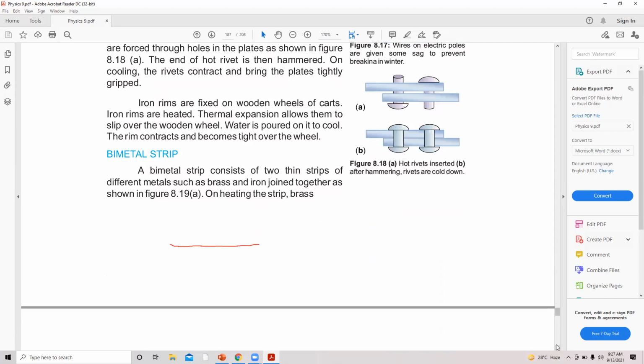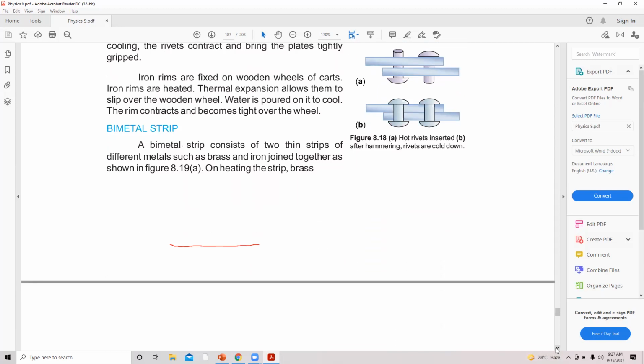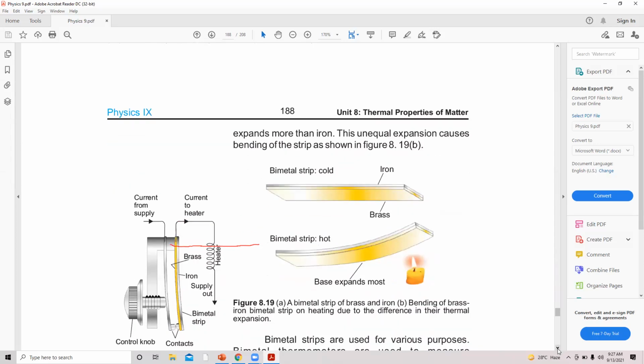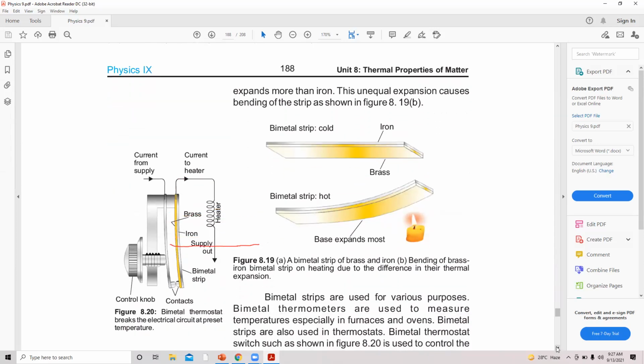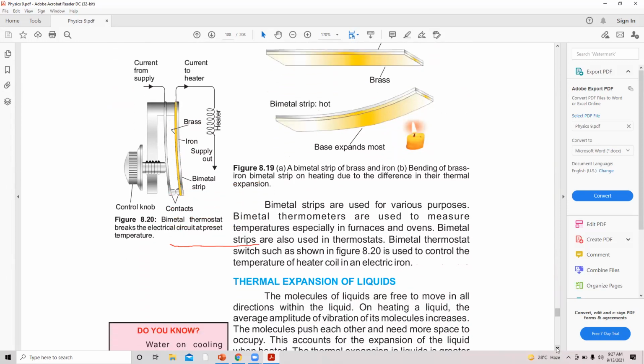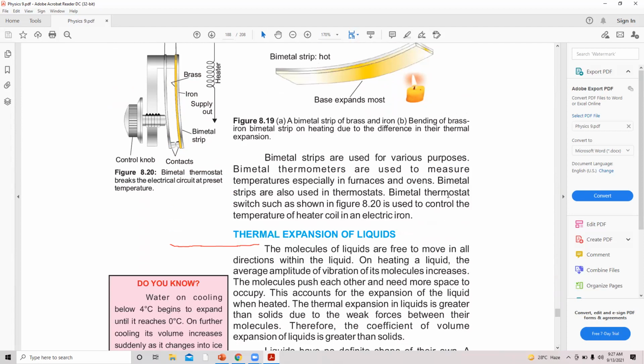Then the bimetal strip, you know what the bimetal strip is? It is basically two metals used in these strips, and mostly we use brass and iron, right? So what is the property? What is happening if we heat these bimetals? What is the function basically taking place? So you have to go through it. Then you have to see figure 8.20. Then you must know where we use the bimetal strip: in thermostat switches, in the electric iron and heater coil, right? So that we control the temperature by using the bimetal strip.